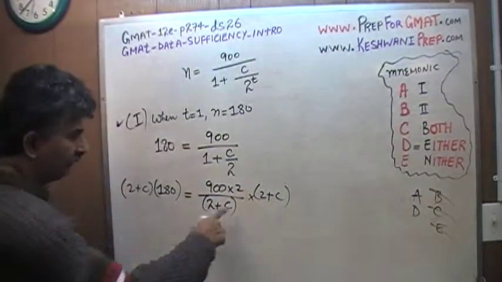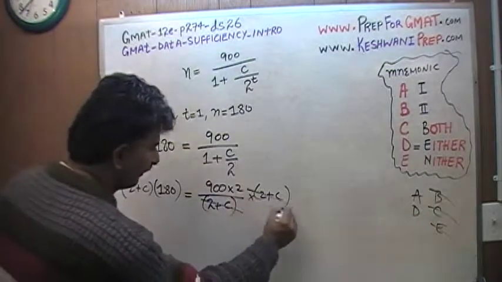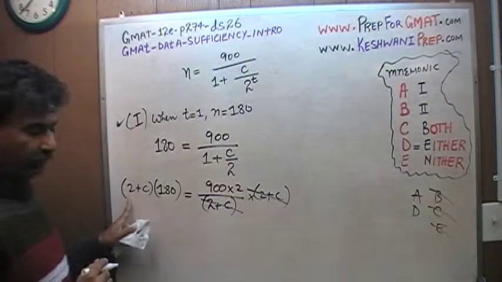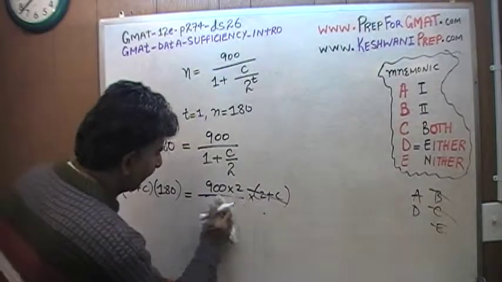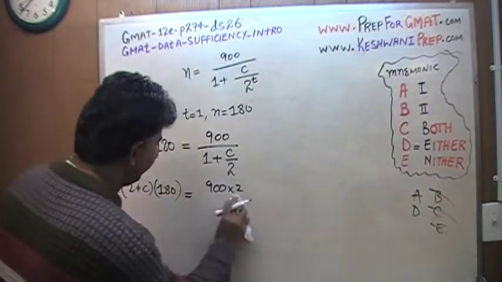I'm going to multiply both sides of the equation by 2 plus c. So this 2 plus c cancels out, and it ends up here. This is called cross multiplication. So that's gone, and what we are left with is this.